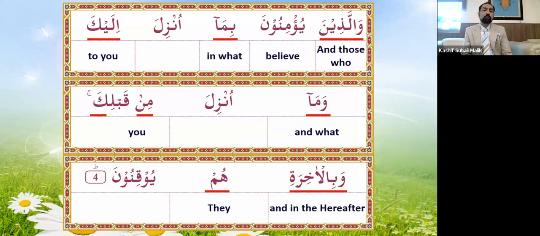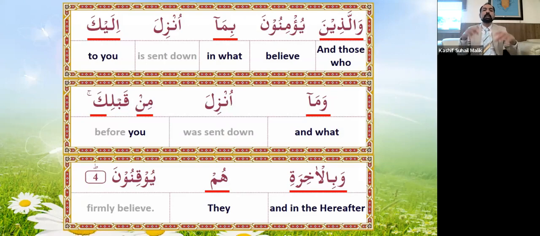So now let's look at the remaining words. The remaining word was unzila. Unzila is sent down. What is revealed? What is sent down? To you. To you means ilayka. Who is the you here? Hazrat Muhammad sallallahu alaihi wasallam. The Prophet Muhammad sallallahu alaihi wasallam. So of course, when we are reading Quran and understanding it, you should keep the context in mind. Ilayka, wama, and what was sent down min qablika, before you, wabil akhirati, and in the hereafter, whom they yuqinun, firmly believe. People with an Urdu background can very easily understand yaqeen, yuqinun, firmly believe.